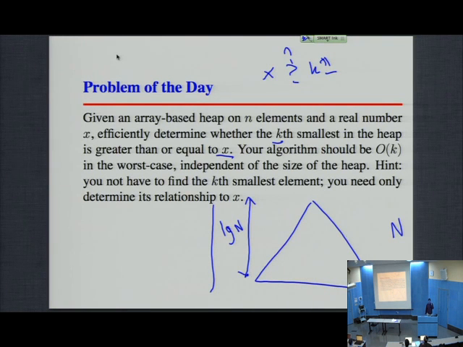Now, when I'm faced with a problem like this, I first ask myself, what is the straightforward way of solving this problem? It may be slow, but what is the correct, straightforward way of doing this? What would be the correct, straightforward way to try to tell if the kth largest element is there? Yes?